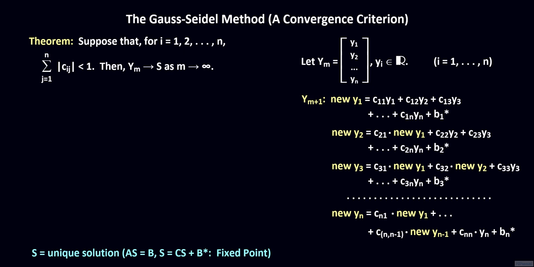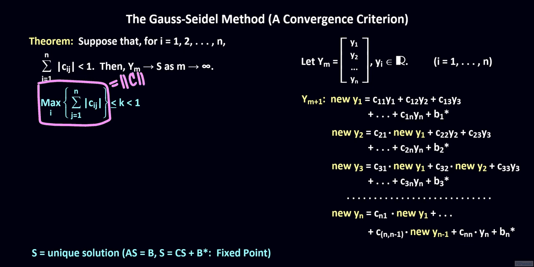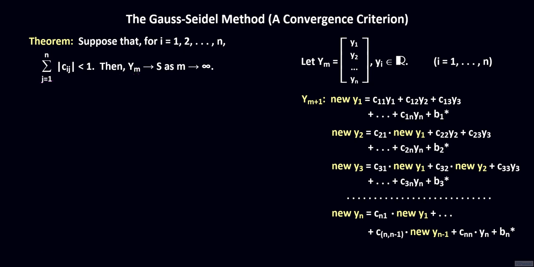Since the matrix C has a finite number of rows, the maximum of all these sums should be less than or equal to some constant k, which is less than 1. This maximum sum is the norm of C that is induced by the infinity norm of x, which is given by the maximum absolute value out of all the components of x. In order to prove the theorem, we will first show that the Gauss Seidel recursion can be written as an affine transformation.